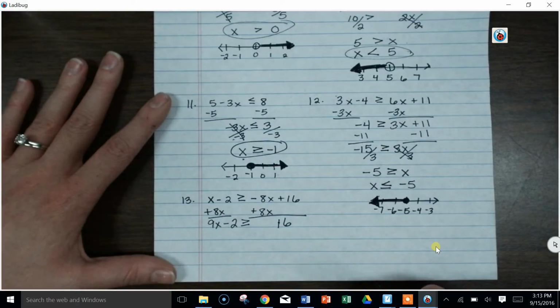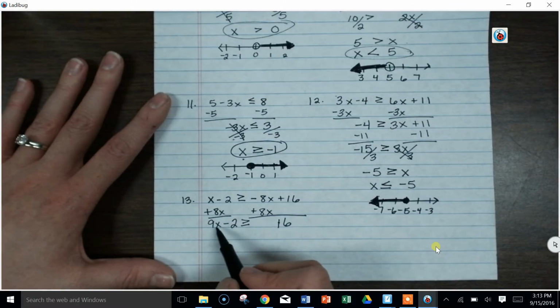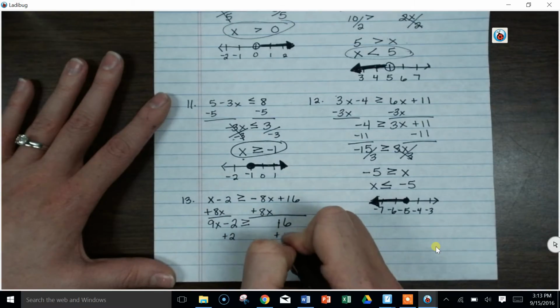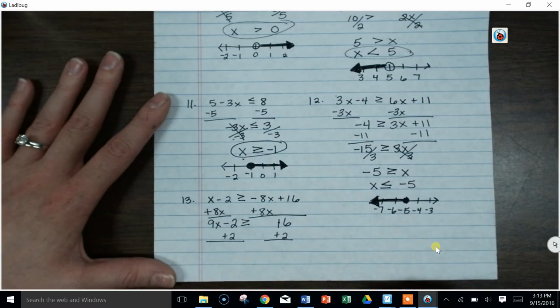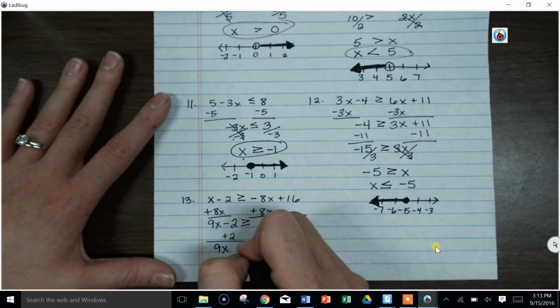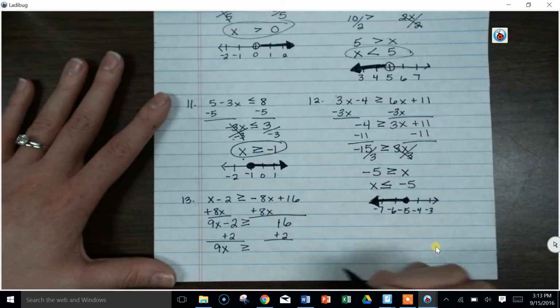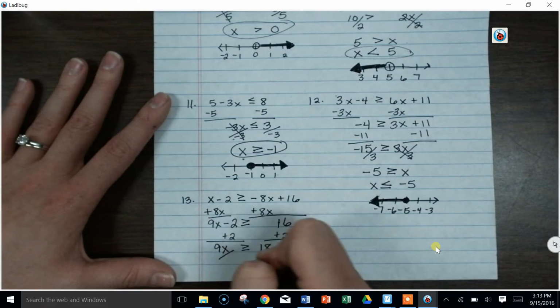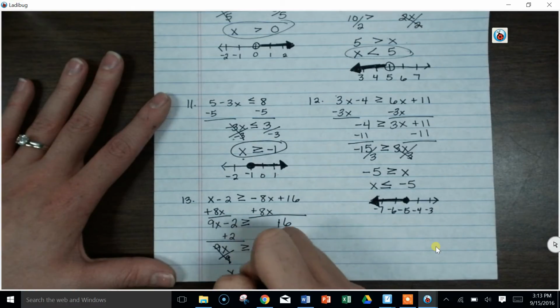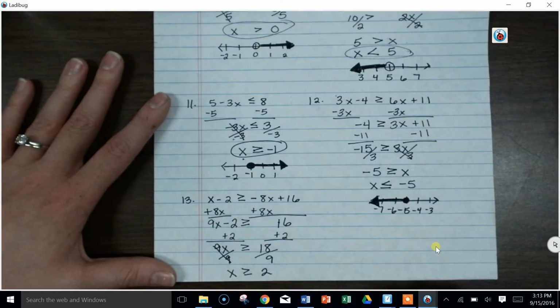Next, I want to get rid of the number that's nearest to my variable. That would be this negative 2. So I'm going to add it to both sides. Bring down the 9x. Negative 2 plus 2 is 0. Keep the inequality. 16 plus 2 is 18. Divide both sides by 9. Those divide out. x is greater than or equal to 2.